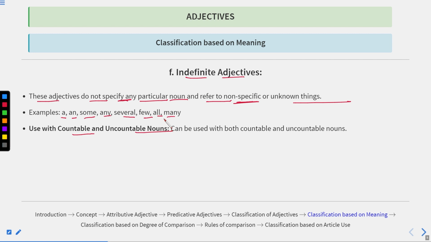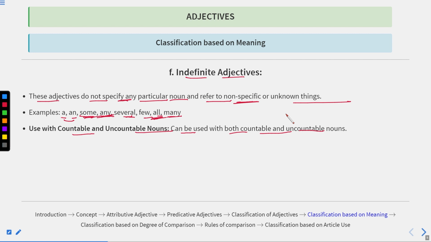So there are a few words like some, any. These words can be used with countable as well as uncountable nouns. Whereas if we talk about several, a, an, many, these can be used only with countable nouns. So there are some words which can be used with both types of noun, that is countable and uncountable. Okay, I hope you got the concept.